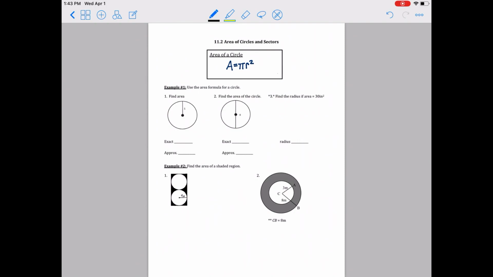Hello, geometry. This is Miss Bartels teaching today's lesson on areas of circles and sectors. The past 2 days you've been working on arc lengths and circumference that was taught by Mr. Grum.